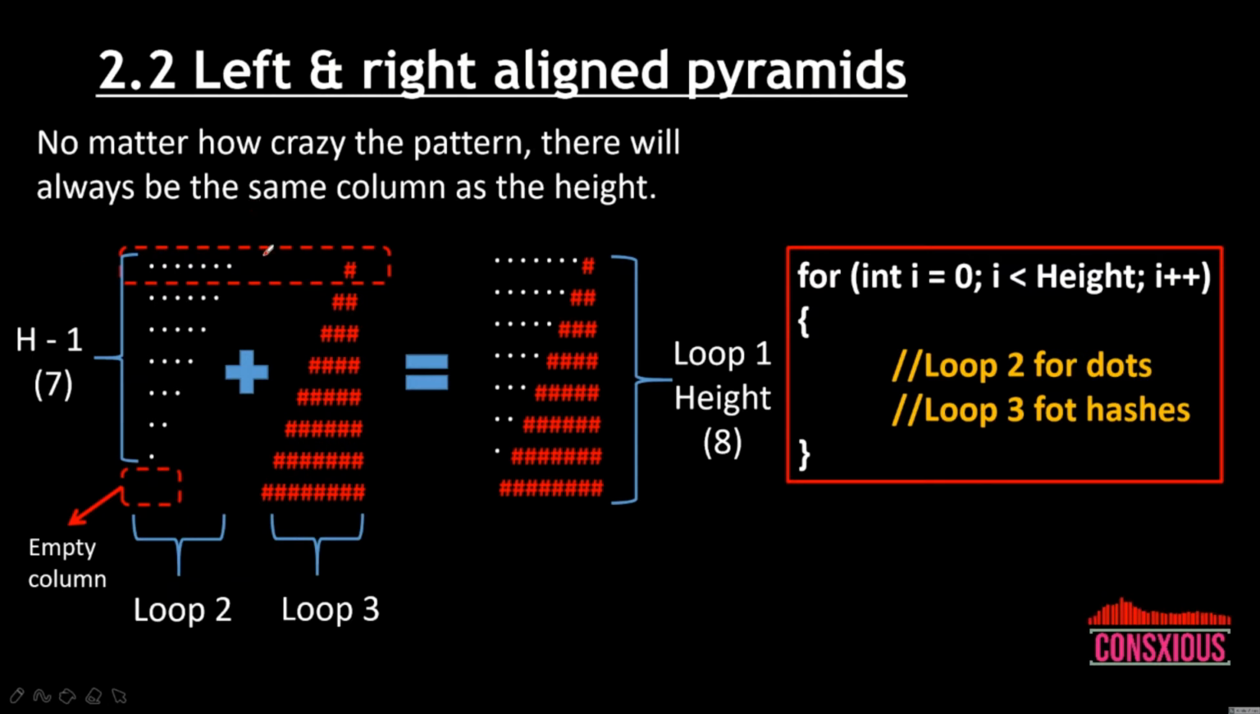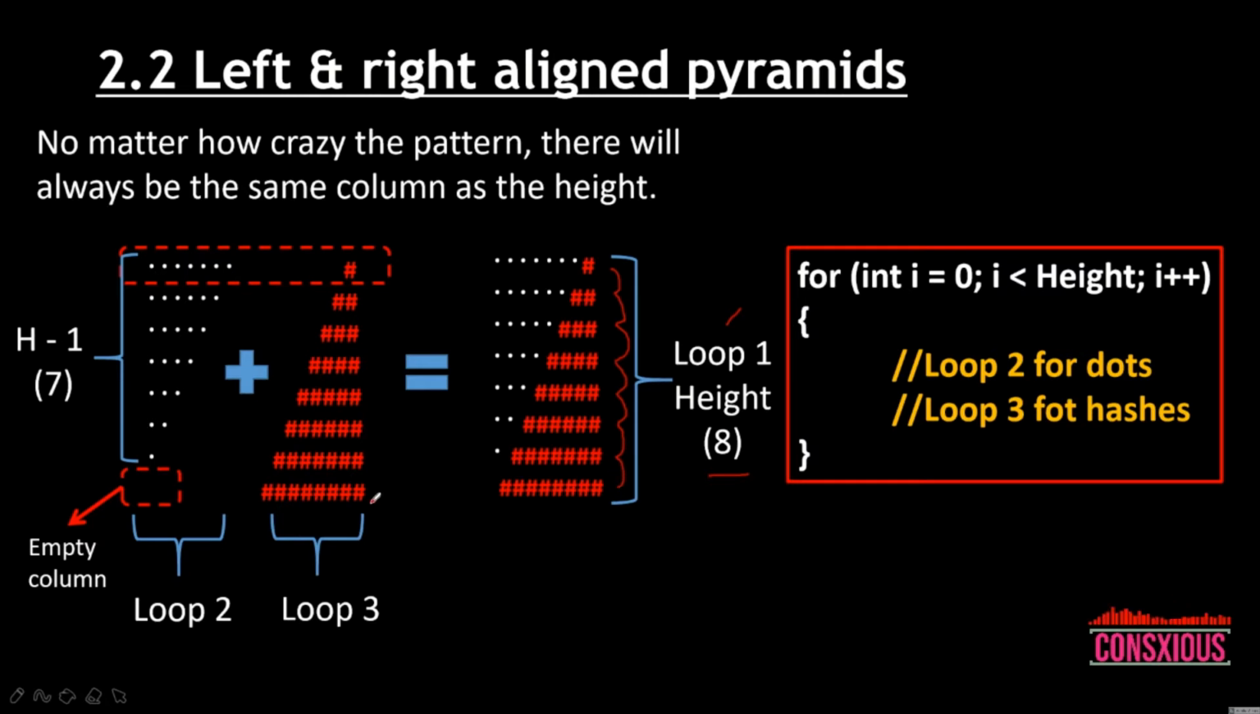Next we're going to talk about the left and right aligned pyramid. We already divided this into loop 2 and loop 3. For example, if the user keys in the height as 8, the column will always be the same. We call this loop 1, the major loop. If the user keys in 8, there will definitely be 8 rows here.